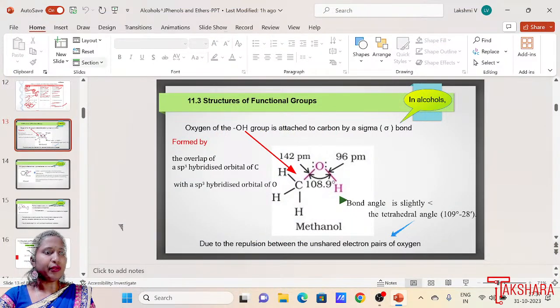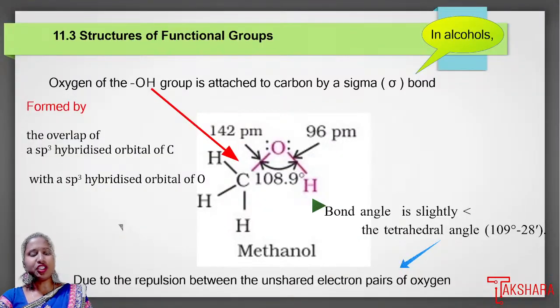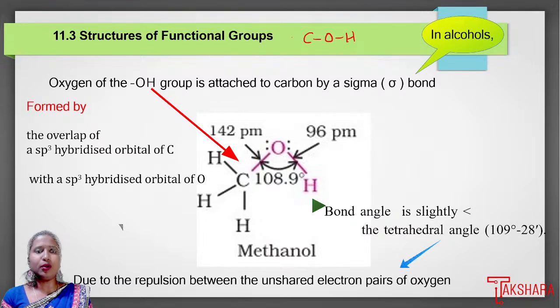The next after the nomenclature of alcohols, phenols and ethers, let us come to know the structure of functional groups. So whatever the functional group we are considering, in alcohol we can see the C-O-H bond.